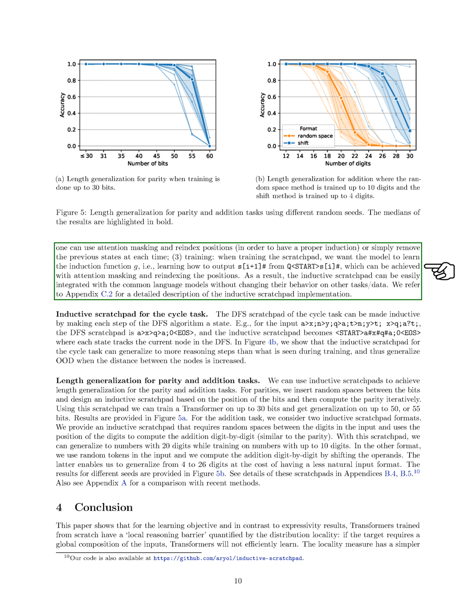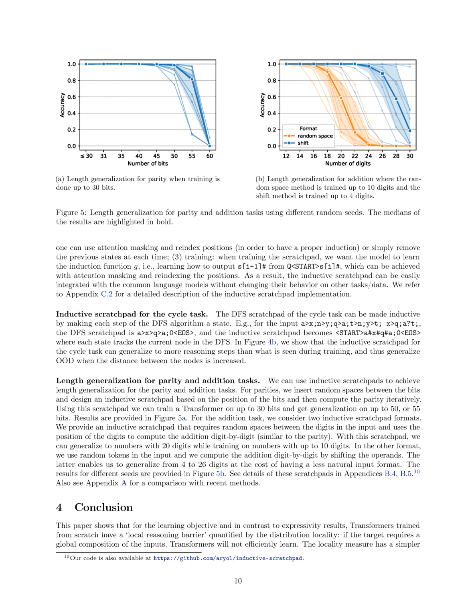Section Summary. Inductive Scratchpads. In this section, we introduce the concept of inductive scratchpads to address the issue of poor out-of-distribution generalization observed with fully educated scratchpads. Inductive scratchpads are designed to promote induction by focusing on generating new states based only on the last state, improving OOD generalization in tasks like the cycle task, parity, and addition tasks. By using attention masking and reindexing tokens, the inductive scratchpad facilitates learning the induction function and can be seamlessly integrated into existing language models without affecting their performance on other tasks.